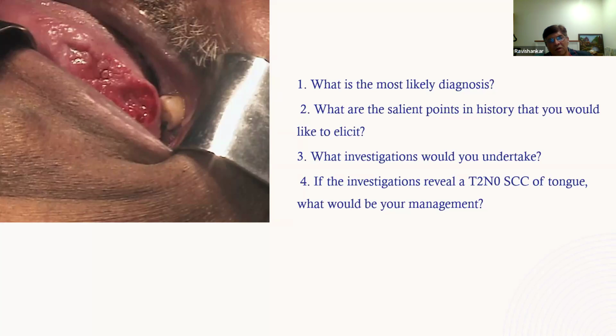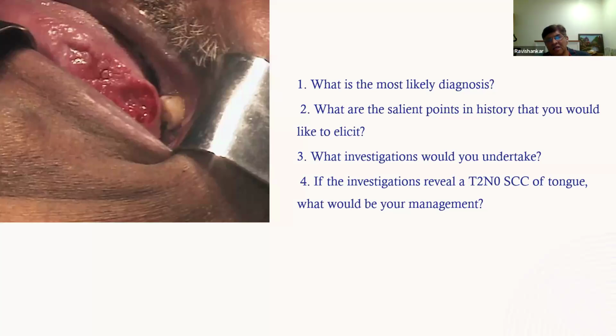Keep going. Don't stop. And the floor looks like granulated tissue, sir. There is no necrotic material or anything. And the history is around 2 months, so it requires further investigations.